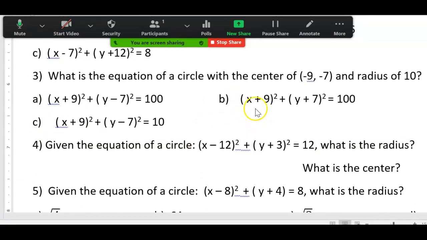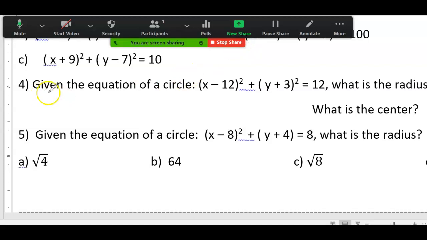Okay, let's try number 3. What is the equation of a circle with a center of -9, -7, and a radius of 10? Which equation would you choose, A, B, or C? Good, you should have chosen B because you have a minus -9, which gives you a positive, and a minus -7, which would give you a positive 7 squared. And my radius is 10, so 10 squared would be 100.